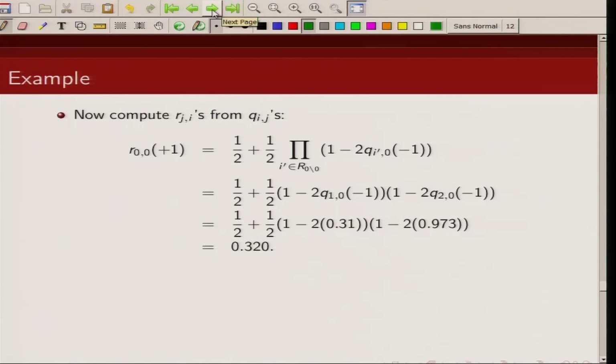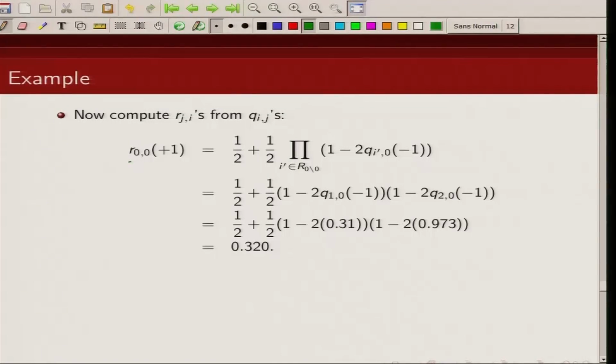So once we have computed this Qij, the next thing that we need to do is these parity check constraints are now going to check, given that the bit is 0, what is the probability that the parity check constraint is satisfied? Given the bit is 1, what is the probability that the parity check constraint is satisfied? And those are given by these Rij's, right? What is the probability that the 0th parity check constraint is satisfied given the 0th bit is plus 1?